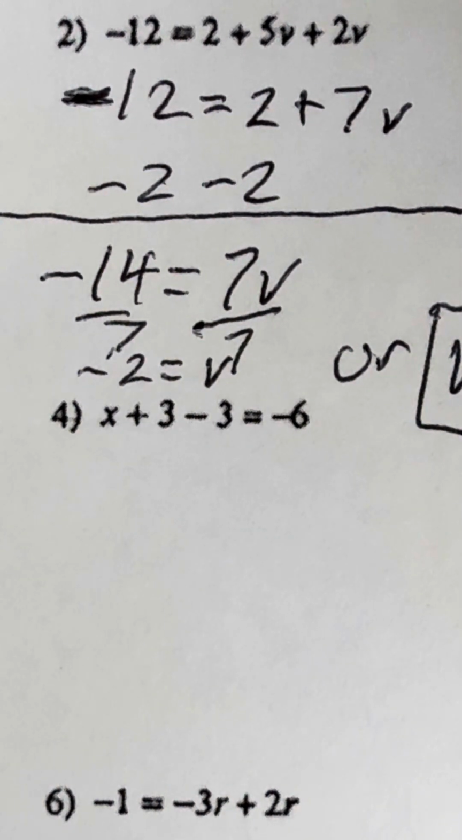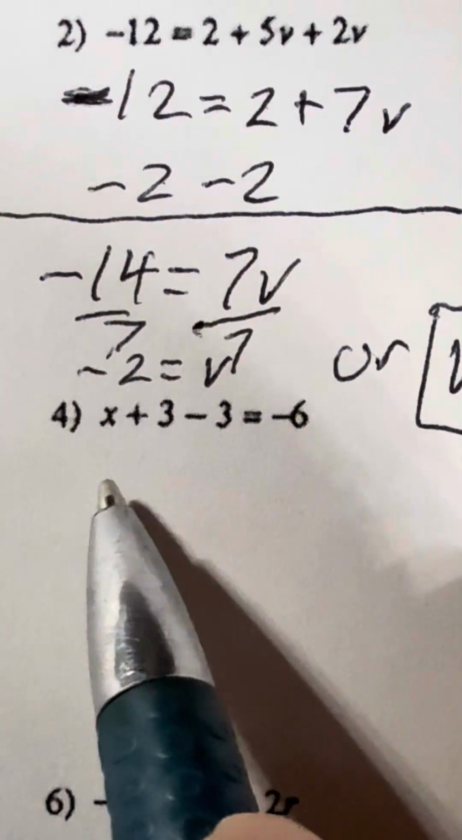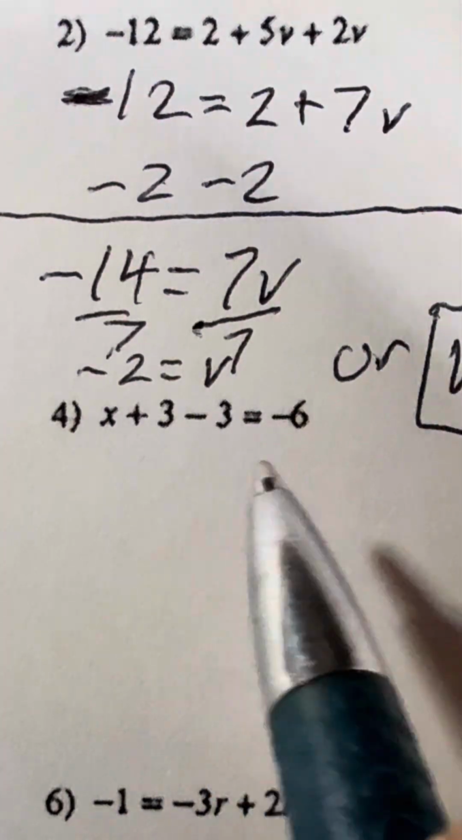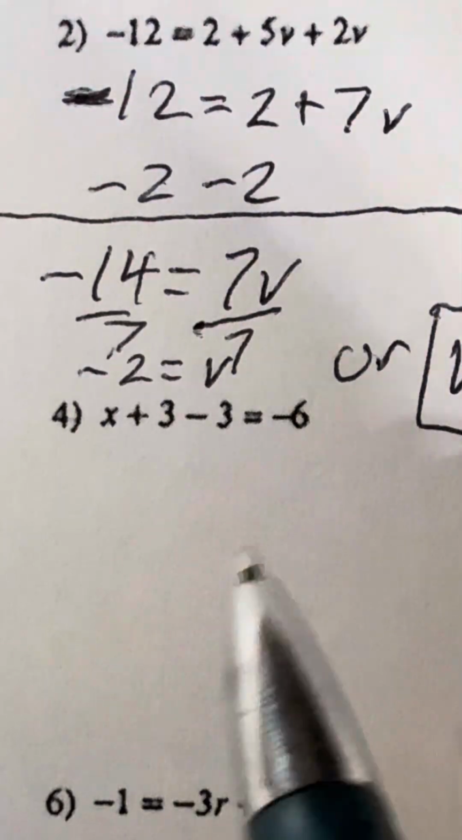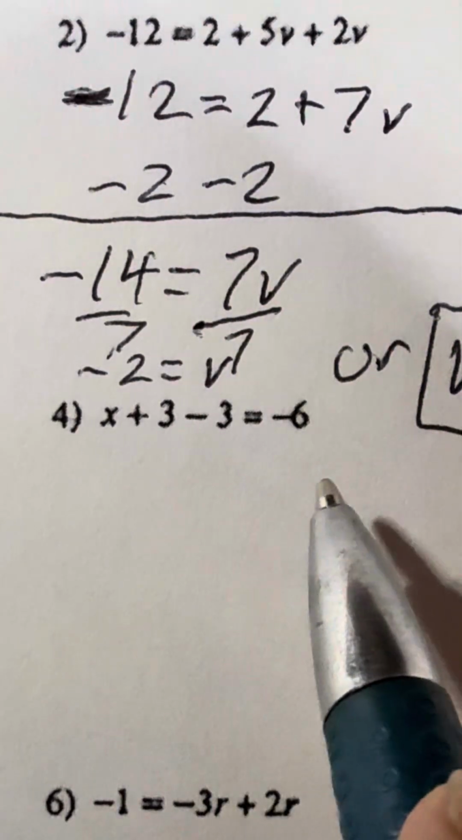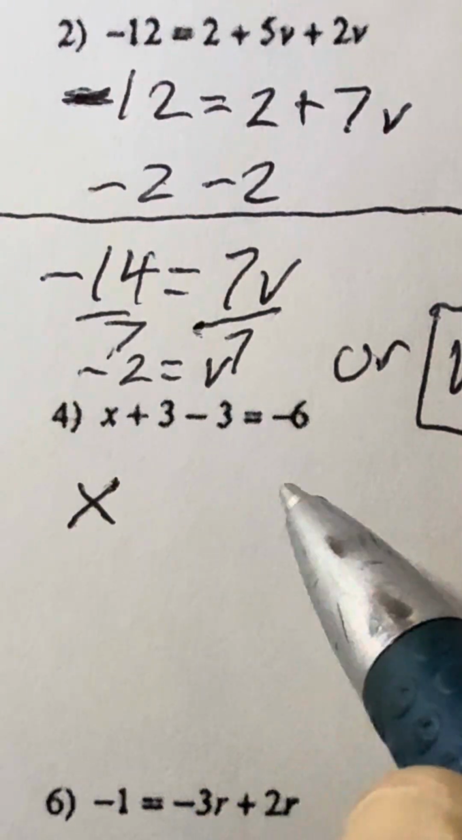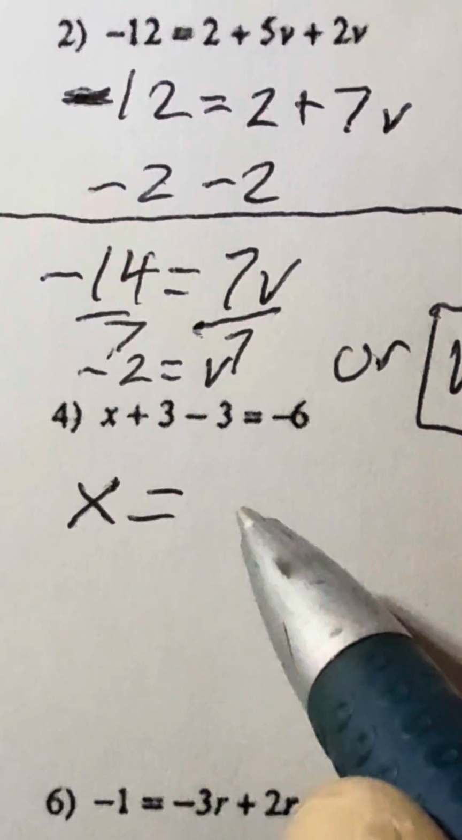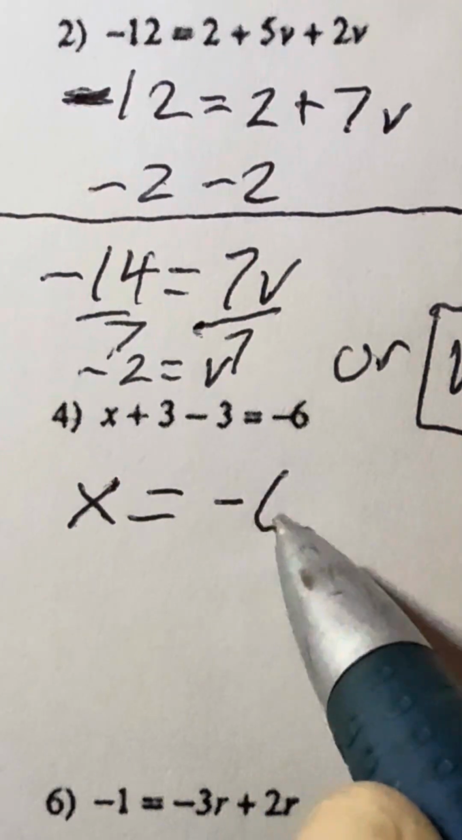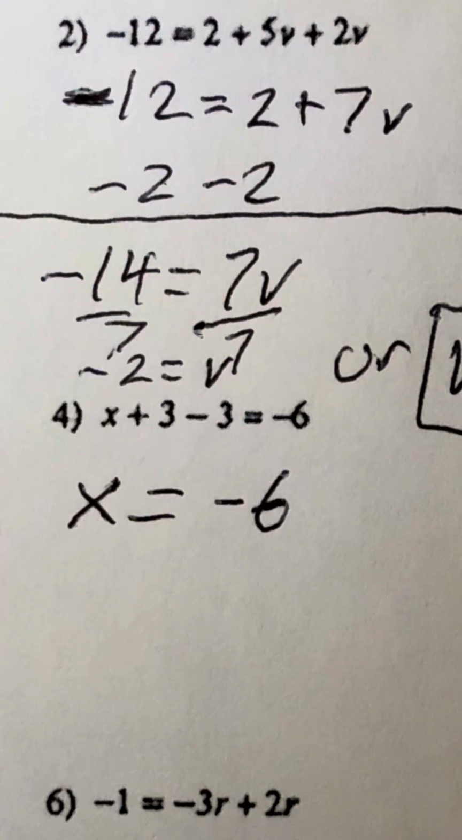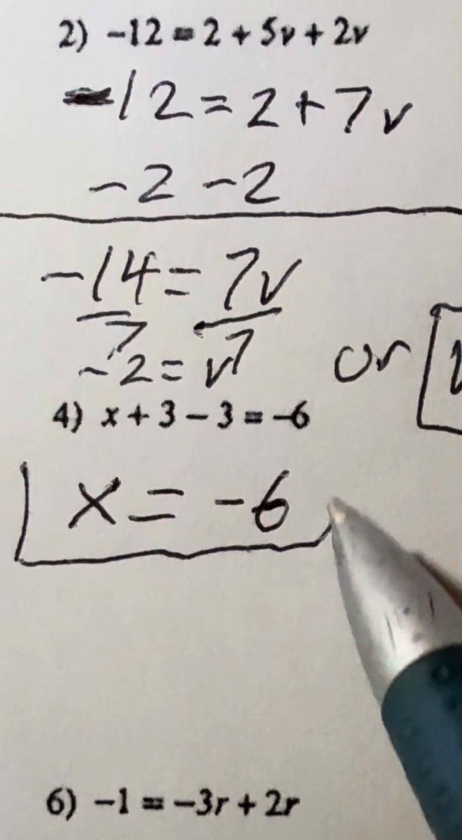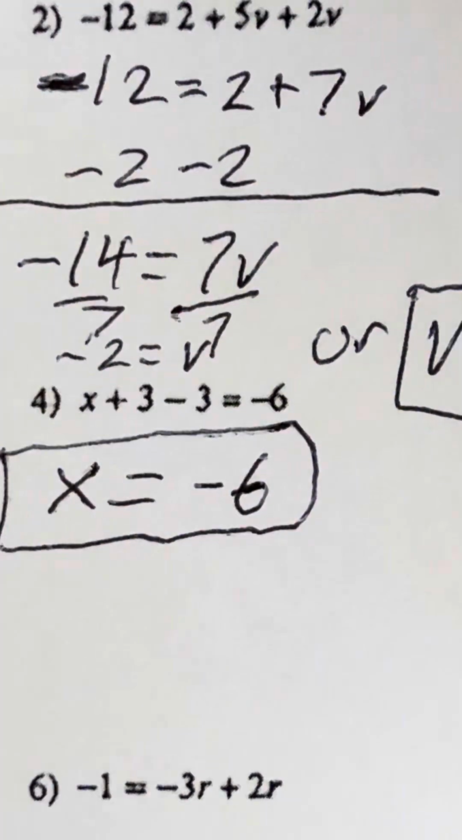Problem 4. x plus 3 minus 3 equals negative 6. Once again, the first step, combine like terms. So you have an x, a 3, and a minus 3 equals negative 6. You only work on one side of the equation and then the other side. So we're going to combine the 3 and the negative 3. 3 minus 3 is 0, so they cancel each other out. And just by combining the like terms, it appears that I'm finished. So there's my answer: x equals negative 6.